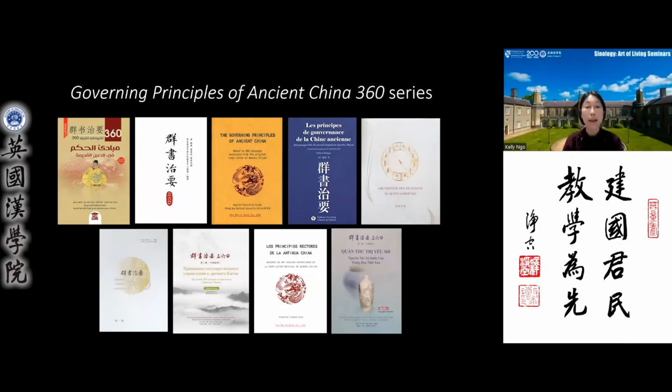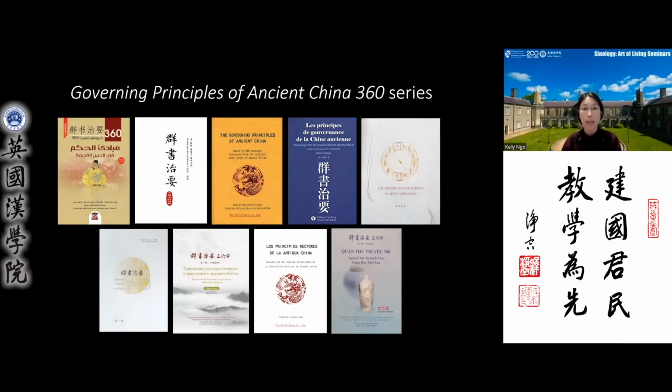The series has come about because in recent decades, parts of the Essentials for Bringing About Order from Assembled Texts, which I'll call Essentials for short, it's a long name, have been translated into various languages. And we have here, for example, Arabic, vernacular Chinese in both traditional and simplified forms, English, French, German, Japanese, Russian, Spanish, and Vietnamese.